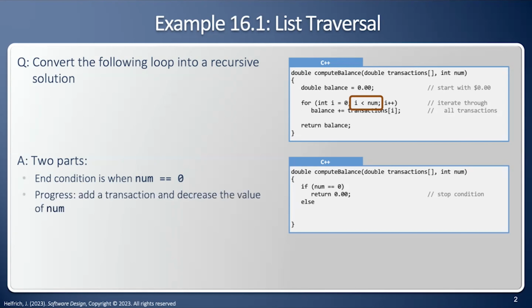Now, the progress step in the iterative solution is i++ and balance plus equals transactions[i]. So we're going to have the same thing in the progress step in the recursive solution. We're going to take one instance of a transaction, transactions[num - 1], and we're going to add it onto, just like the plus equals in the iterative solution, the rest of the list. In this case, computeBalance(num - 1).